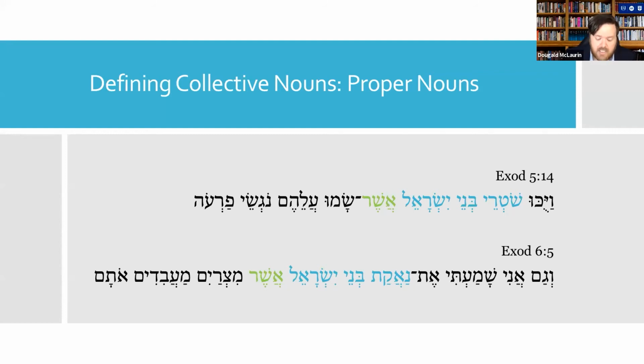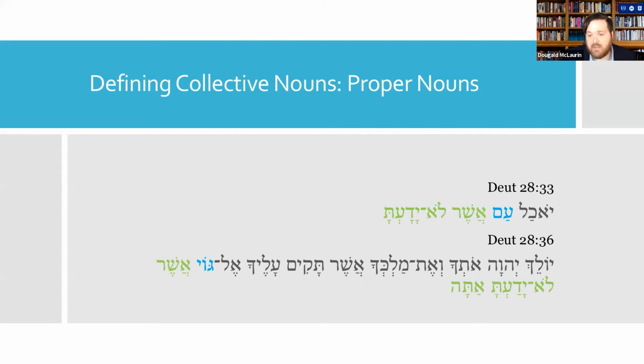In contrast, collective nouns such as Am, people, and Goy, nation, may be the direct syntactic subject of a restrictive clause. So here we see in Deuteronomy 28:33, Am Asher lo yada ata. And then we see in Deuteronomy 28:36, I'm skipping to the highlighted part, El Goy Asher lo yada ata. So there we see again, a people whom you have not known in Deuteronomy 28, and a nation whom you have not known in Deuteronomy 28:36. The syntactic differences in the use of the restrictive clauses demonstrate the conceptual differences between common collective nouns like Am and Goy and proper nouns like Yisrael.